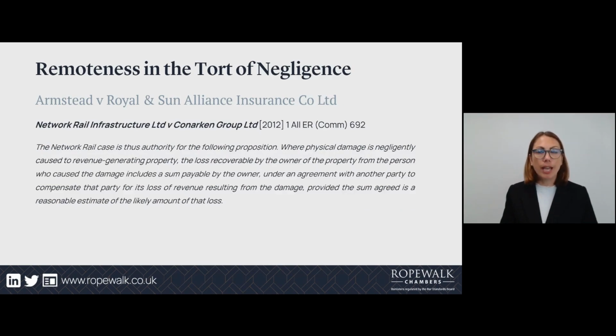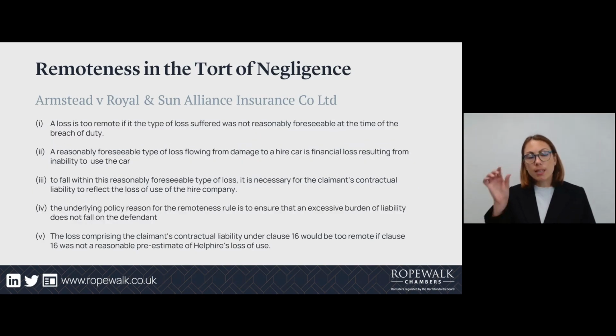The Network Rail case was referred to in the judgment. In that case, there had been physical damage negligently caused to a revenue-generating property, and the loss recoverable by the owner of that property from the person who caused it includes a sum payable under an agreement with another party to compensate the party for its loss of revenue resulting from the damage. And so just as in the Network Rail case, liability was made out, so too in this case, with a finding that the loss was not too remote.